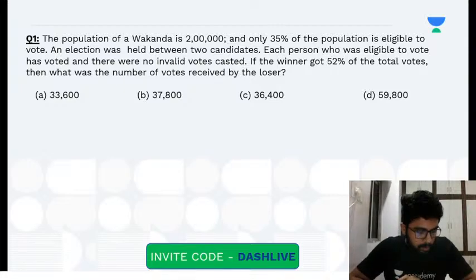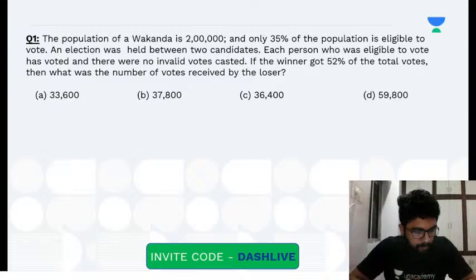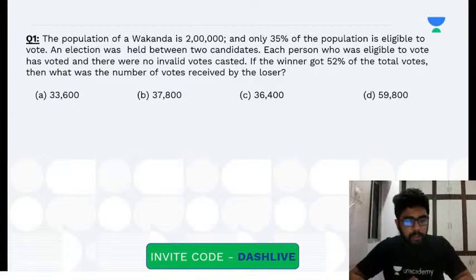Okay. So can you say if the winner gets 52% of the votes, what will be the percentage votes by the loser? And you have answered C. What percentage did you calculate? What is the percentage votes by the loser if the winner gets 52%?